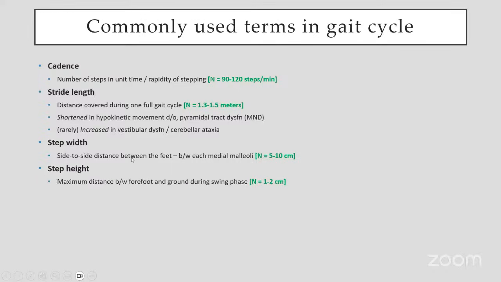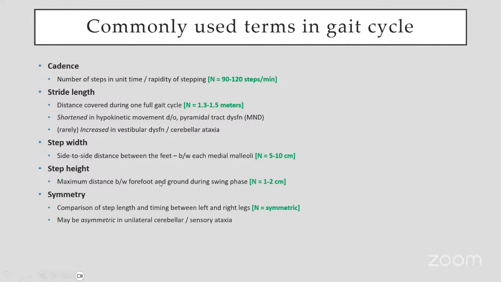Step width. Step width is the side to side distance between the feet, between each medial malleoli. A few books have suggested 8 centimeters is normal, and a few suggested up to 12 centimeters as normal, and above 15 is considered a wide base. Next, step height. Maximum distance between the forefoot and the ground during the swing phase, that is equal to 1 to 2 centimeters. Symmetry. Comparison of the step length and timing between the left and right legs.